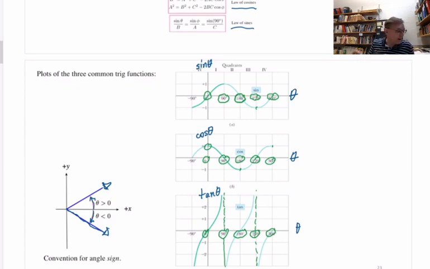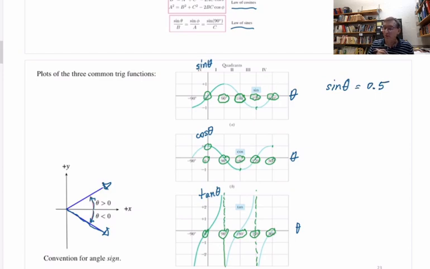Now I want to say one more idea about these graphs, because it's somewhat important. Not somewhat important, it is important. What if I tell you that I have an angle theta such that the sine of theta is 1/2, 0.5.